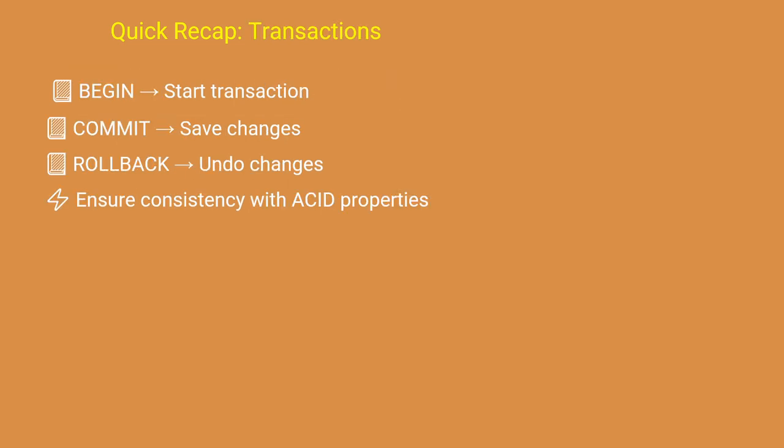Transactions group operations together. Begin starts, commit saves, and rollback undoes. They ensure consistency with the ACID properties.